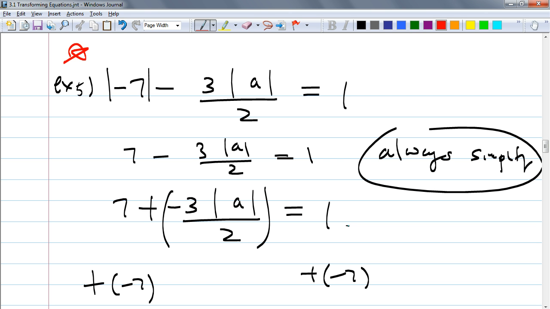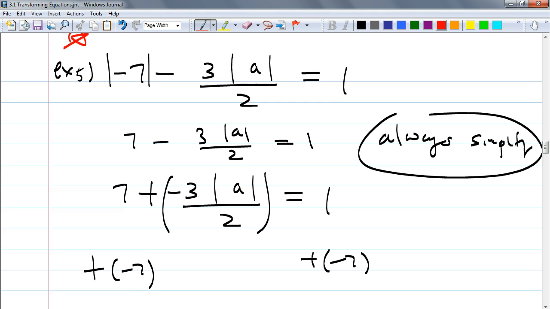How about Justin? Multiply each side by... Oh, tell me what to write first. I know that. Very good. But you're a step ahead of me. What do I get when I add -7 to both sides? -3 absolute value of a over 2 equals... Exactly right.